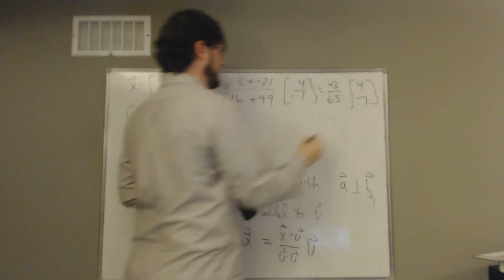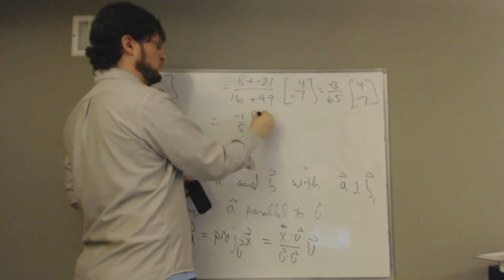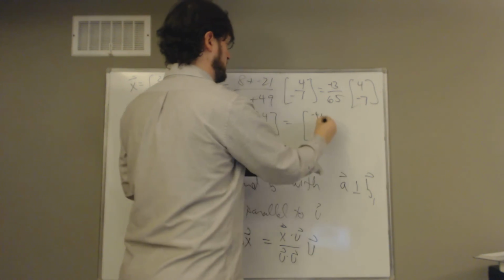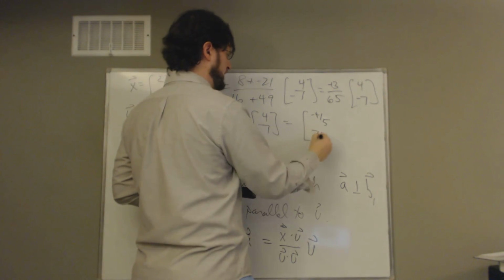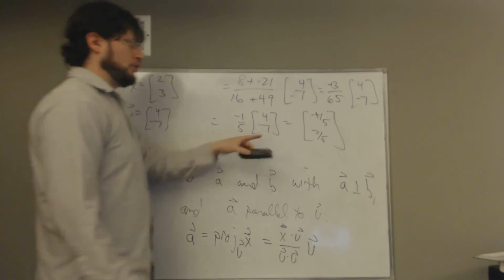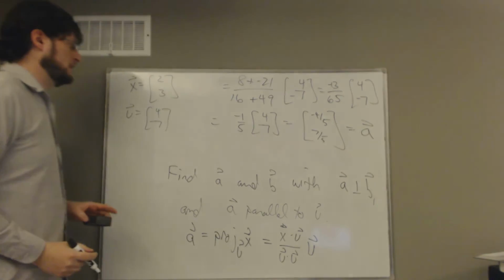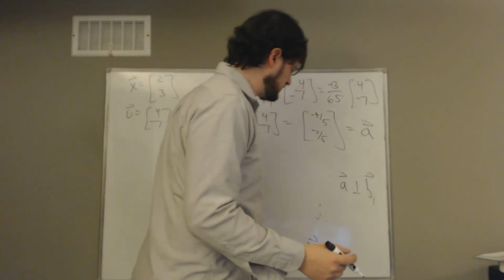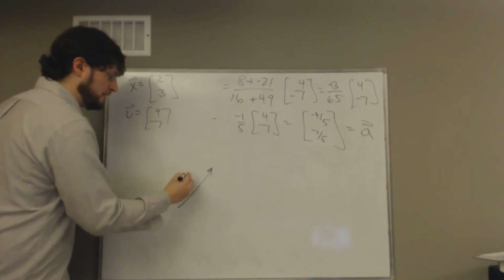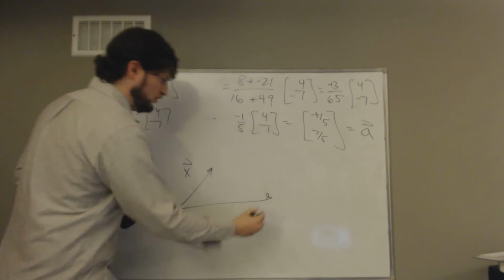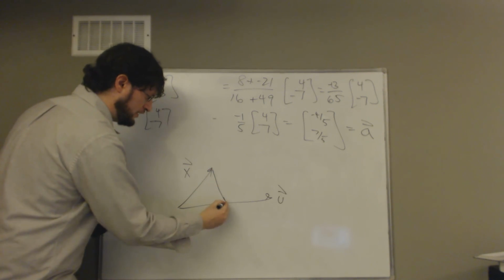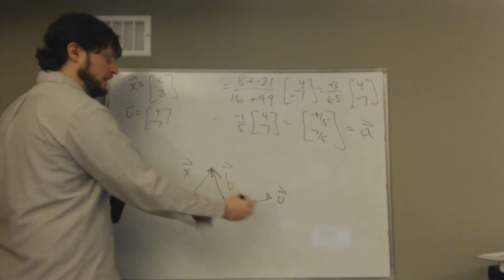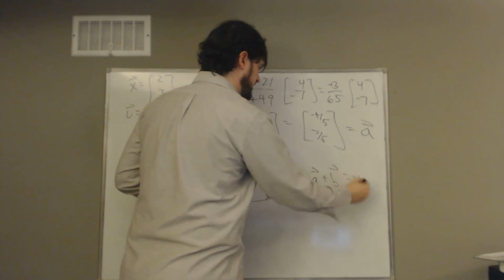All times 4 minus 7, but that is minus 1/5 times 4 minus 7, which is negative 4/5, a positive 7/5. And so that's our vector A. So that's our vector A. And if we go back to our picture, our generic looking picture, we've got x, we've got u, we've got this projection down here. This is A. This vector here is going to be B. Notice that A plus B is x.